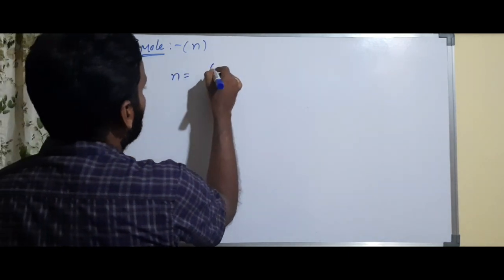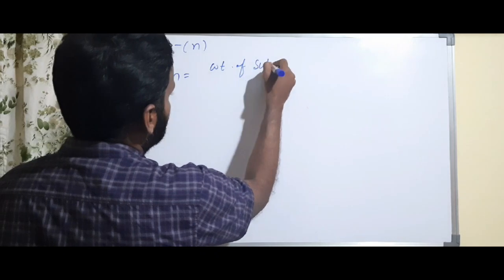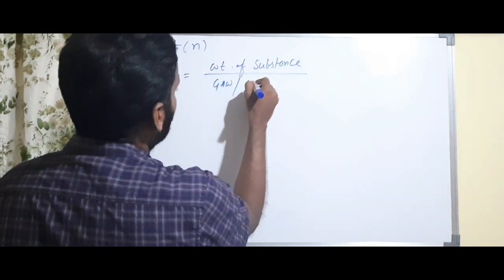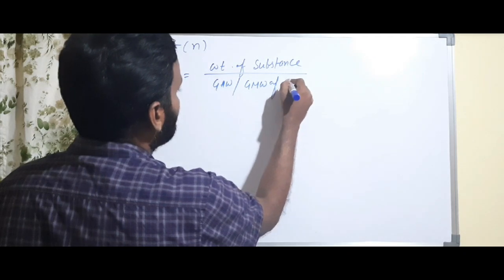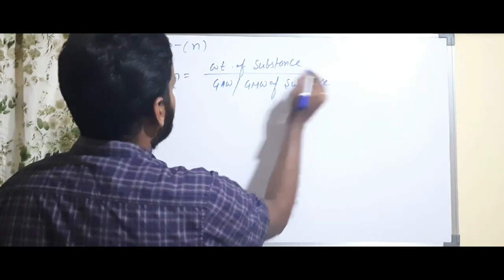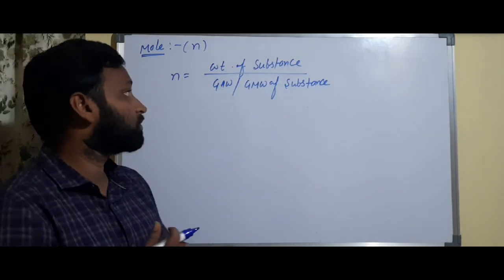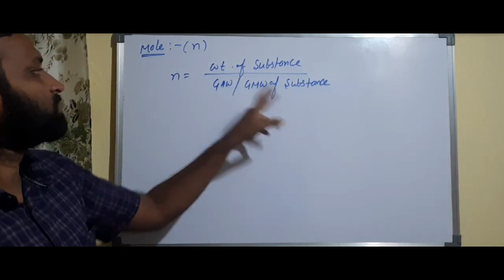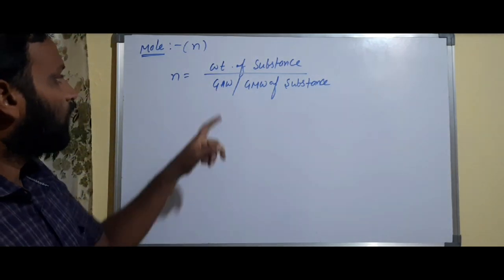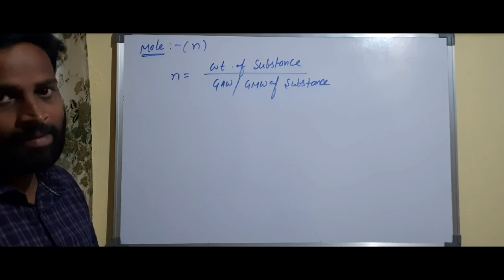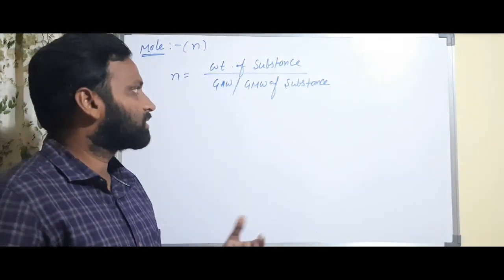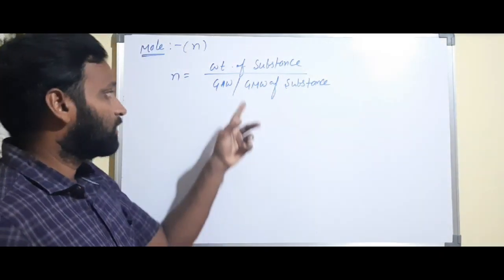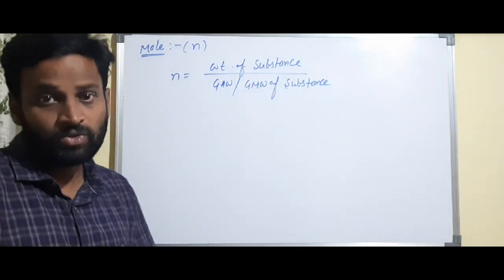What exactly does mole mean? Mole is the ratio of the weight of the substance to the gram atomic weight or gram molecular weight of that substance. This is the number of moles. For atoms or ions, you have to consider the gram atomic weight. For the number of moles of sulfuric acid, you have to consider the sulfuric acid molecular weight. That is very important.